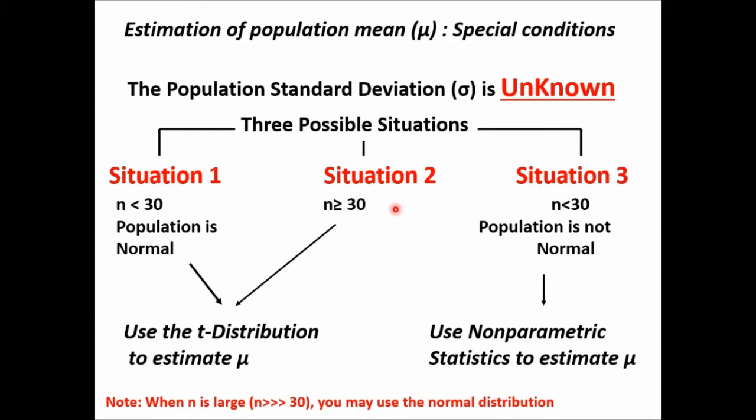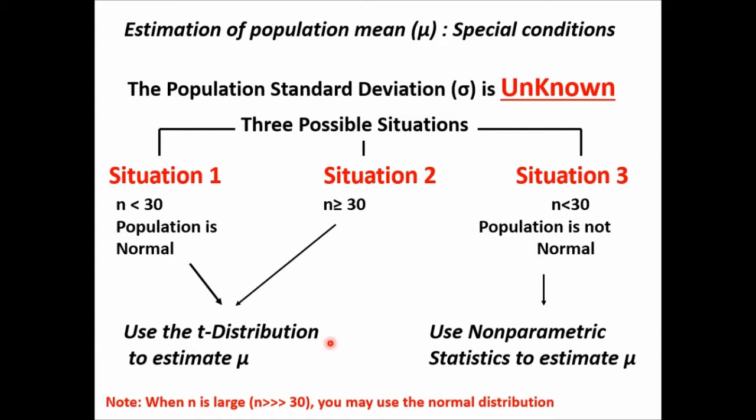Now the common issue here is that the population standard deviation sigma is unknown. And once again, if we are going to deal with a small sample, we would hope that we can make the assumption that the population is normal. And if we are dealing with a sample that's large, then we don't have to make that assumption. But in both cases, if the standard deviation of the population is unknown, then we really have to use a different type of sampling distribution. And that's what we call the T distribution.